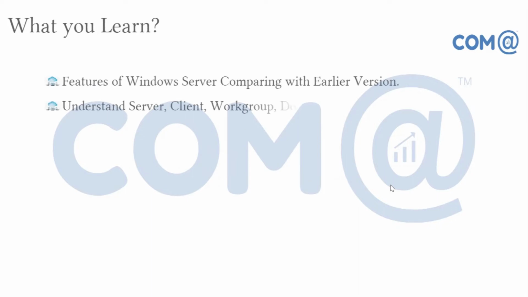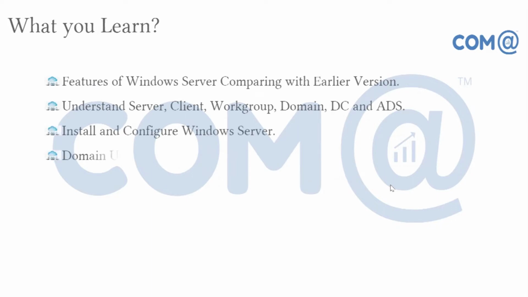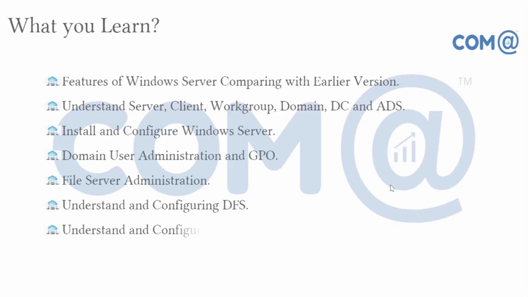And basically, in this course, we'll be discussing a lot of stuff. We'll start with understanding the features of Windows Server, comparing with the earlier versions, and also we'll understand what a server, client, workgroup, domain controller, and Active Directory service are. And also we'll start with installing and configuring the Windows Server initially, and we'll be discussing domain user administration, and also group policy object management and group policy administration.